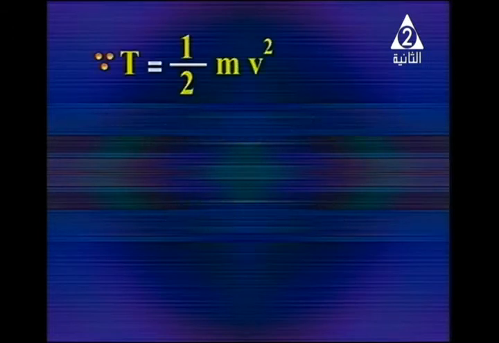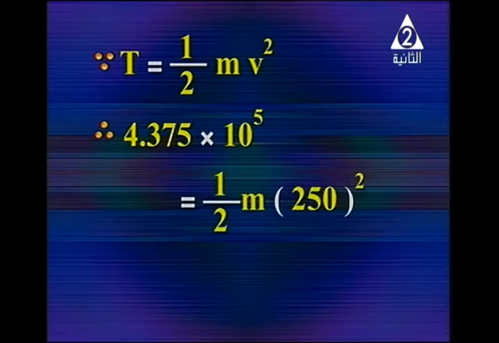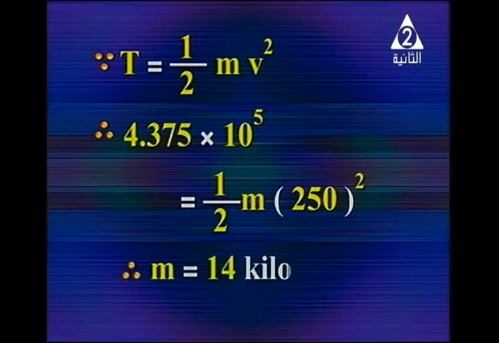Since kinetic energy, its symbol T, equals half m v squared, then by using the given, kinetic energy is 4.375 times 10 to the power 5, equals half times m times 250 squared. By using the operation of division, we find m equals 14 kilograms. The mass is 14 kilograms.